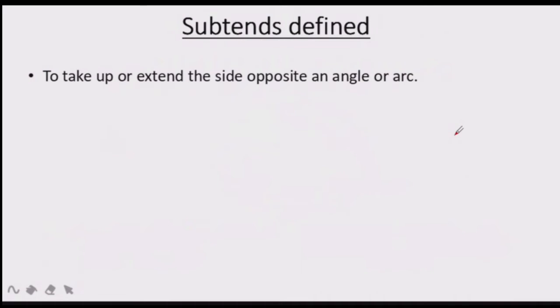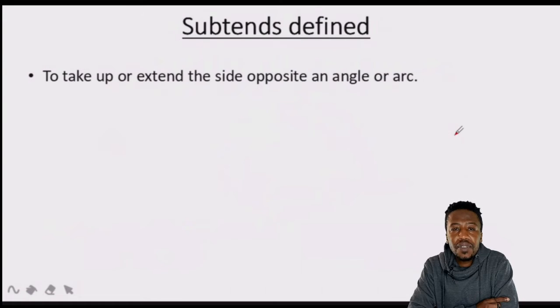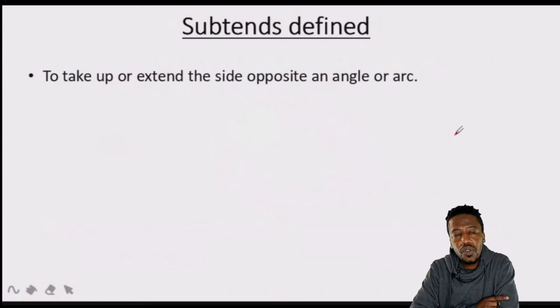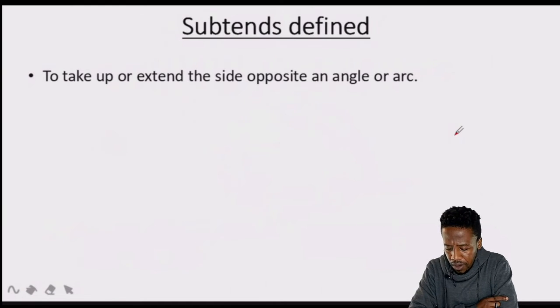Now moving on to my next slide, subtends defined. Now this term is used a lot, and for you to be able to understand what it means to subtend, we need to try to define it and explain it in a much simpler way. So I've written the easiest definition for what it means if you say something is subtended: to take up or extend the side opposite an angle or an arc.